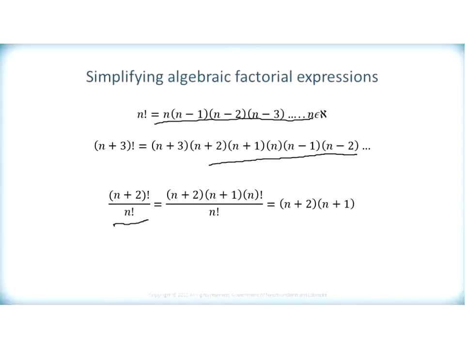n plus 2 factorial to be n plus 2, n plus 1, n factorial. We would stop there since we can cancel the common factors of n factorial and n factorial, leaving us with n plus 2 times n plus 1. Using a method of multiplying binomials, we have n squared plus n plus 2n plus 2, or n squared plus 3n plus 2.